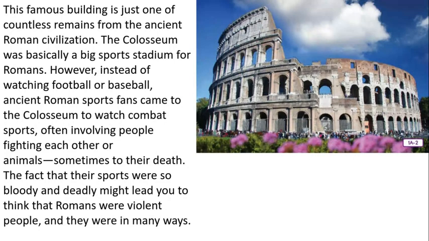This famous building is just one of countless remains from the ancient Roman civilization. The Colosseum was basically a big sports stadium for Romans. However, instead of watching football or baseball, ancient Roman sports fans came to the Colosseum to watch combat sports, often involving people fighting each other or animals, sometimes to their death. The fact that their sports were so bloody and deadly might lead you to think the Romans were violent people, and they were in many ways.